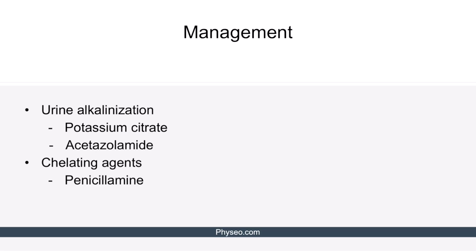Management of cystinuria is based on urine alkalinization and chelating agents. Alkalinization of urine prevents cysteine crystal and stone formation. It can be performed with potassium citrate or acetazolamide. Chelating agents bind to cysteine and prevent cysteine crystal formation. Penicillamine is the most commonly used chelator in cystinuria.